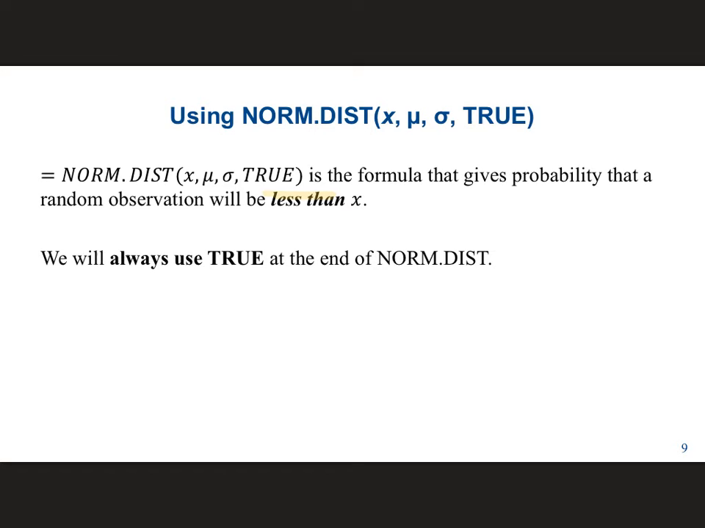Now we will always use true at the end of norm.dist. You may also see a number 1 there in some of the notes, so if you see a 1 or true, they are the same thing.